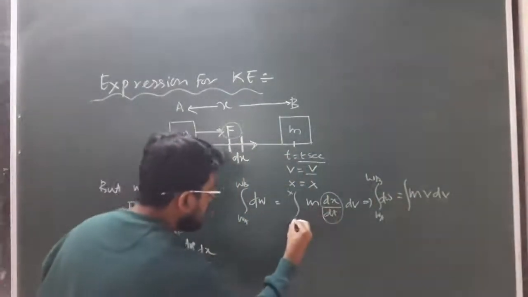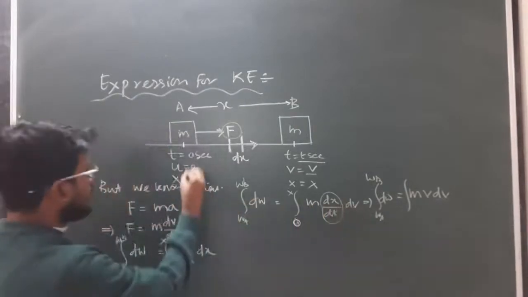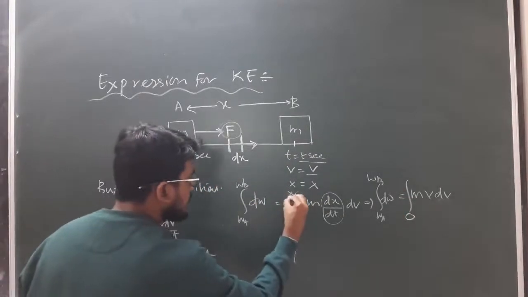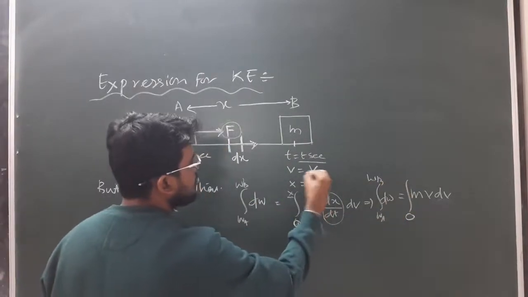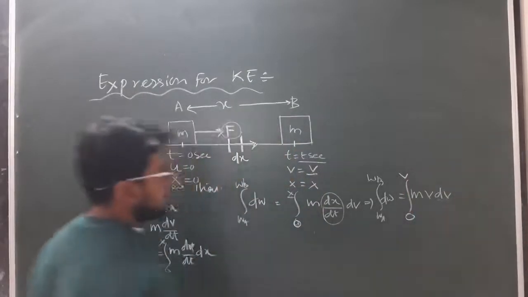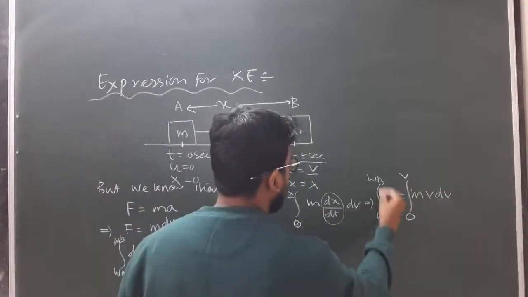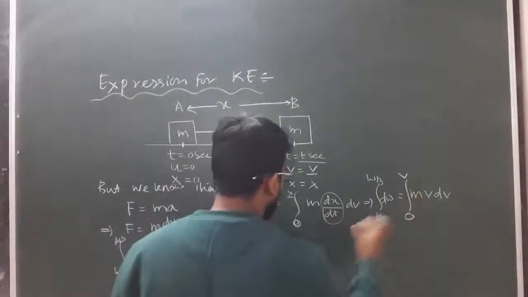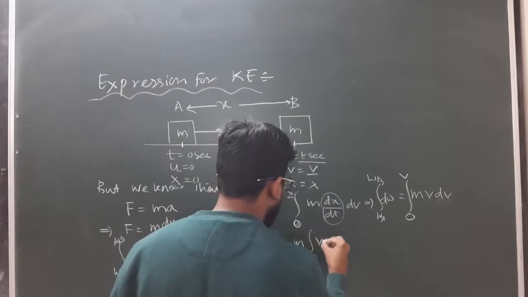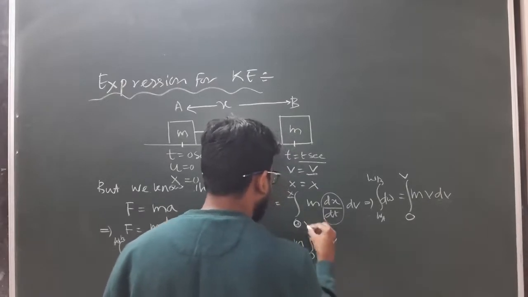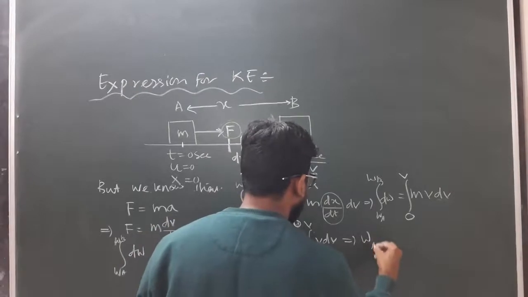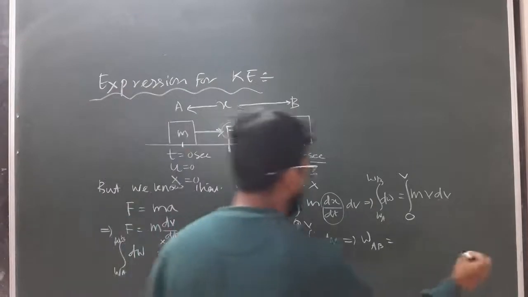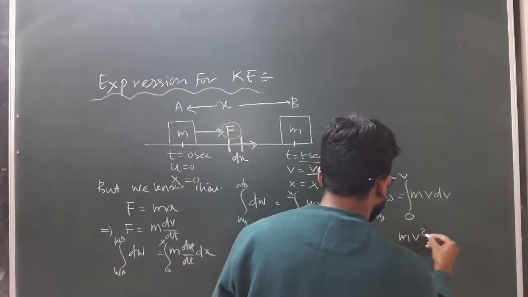So when displacement is 0, what is the velocity? Velocity is 0. When displacement is x, what is the value of velocity? Velocity is v. So it will be like this. Now we can integrate. So total work done from W_A to B will be equal to m, which is constant, times the integration of v dv, with limits 0 to v. So the total work done by displacing the block from A to B will be equal to how much? The integration of v with respect to dv will be v square by 2. So it will be m into v square by 2.